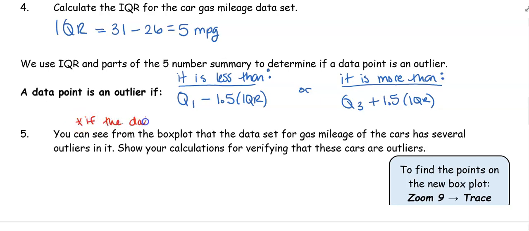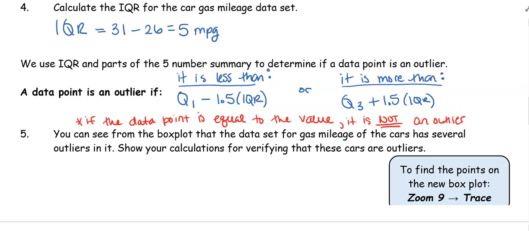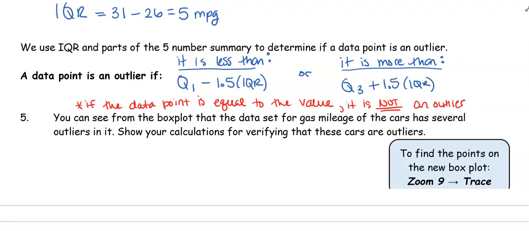If the data point is equal to the value, it is not an outlier. So it has to be less than that or it has to be more than that, but it cannot be equal to that. So we're going to go ahead and make these calculations.